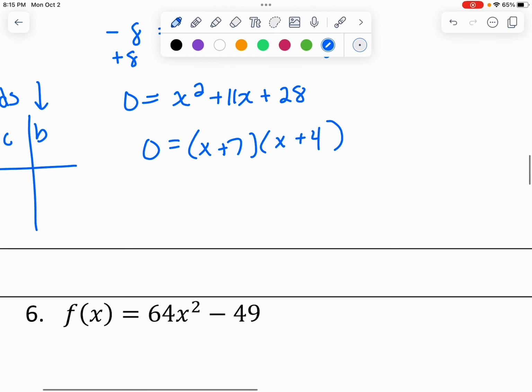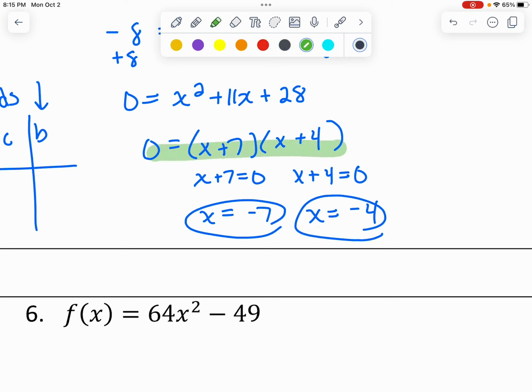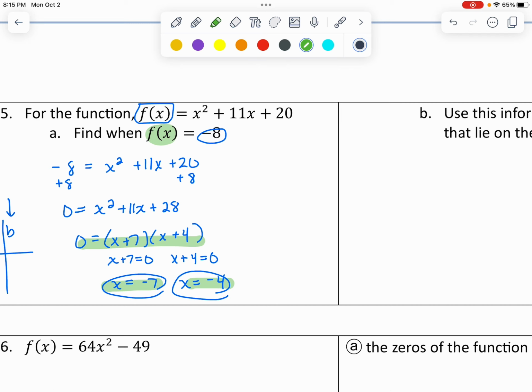Okay. All right. So set each factor equal to 0 and solve. x equals negative 7 and x equals negative 4. Now, everybody on this video, I've made it very clear that if you couldn't get it yourself, just double check me. If you couldn't get it, ask. So these are our two answers. That's when that function is equal to negative 8. In other words, if I plug those numbers in, I would get negative 8.